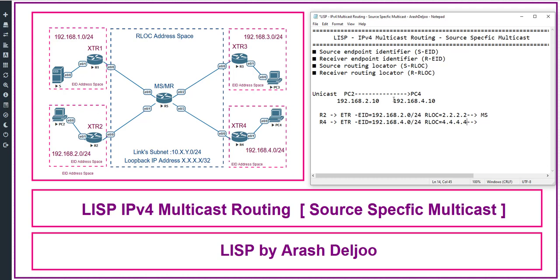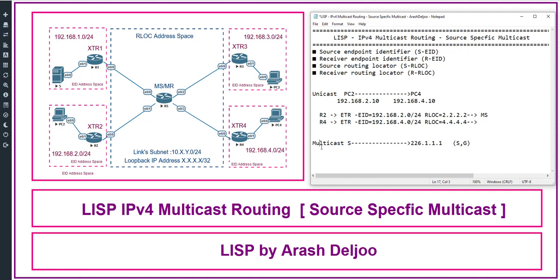Let me show you. Look here. Assume that we are now sending from this server one packet with a multicast destination. Let me write here: multicast. We are sending a packet to a multicast group, for example 226.1.1.1. You know that this is an (S,G) packet. S means the source IP, and G means the group IP address.